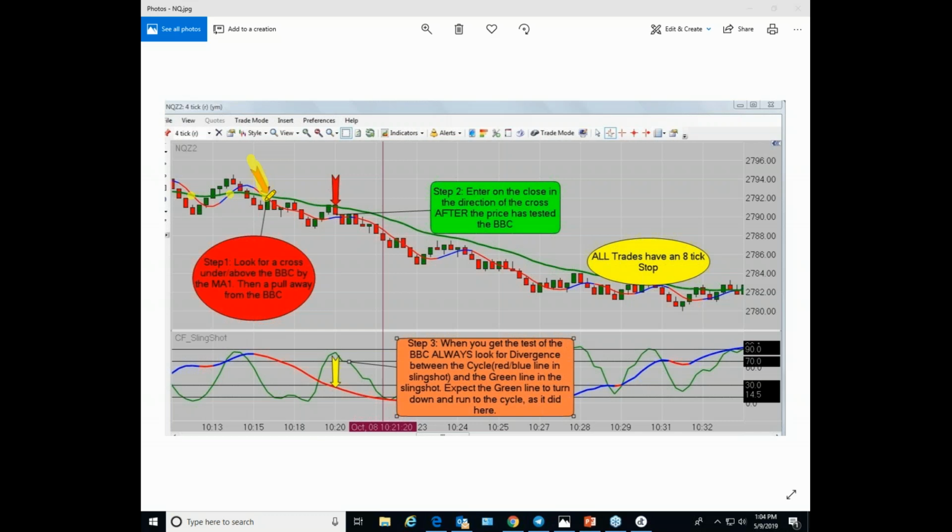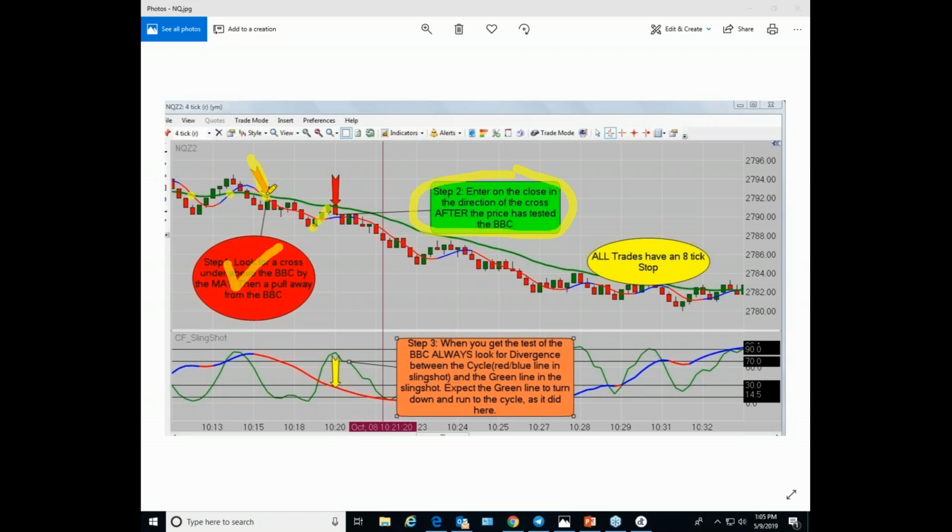Okay, so the one that's highlighted here is a bearish cross because the MA1 is red and crossing the BBC. That is step number 1, the cross. Now, after the cross, we're looking for step number 2, call it. After the cross, we're looking for the market to gravitate toward the BBC as it does here. That's a normal thing for the market to do after the cross.